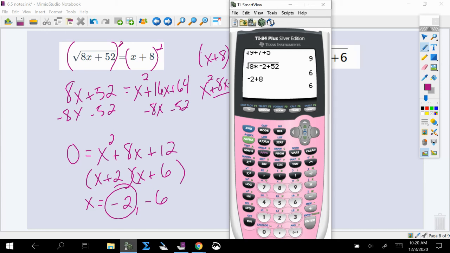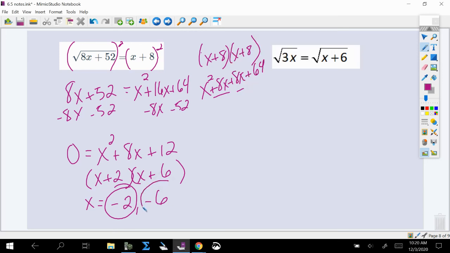So now let's check -6. So the square root of 8 times -6 plus 52. That equals 2. And then if I take -6, the other side is -6 plus 8, also equals 2. So this is another example where we had 2 potential solutions and they both were valid. So you would type both in.